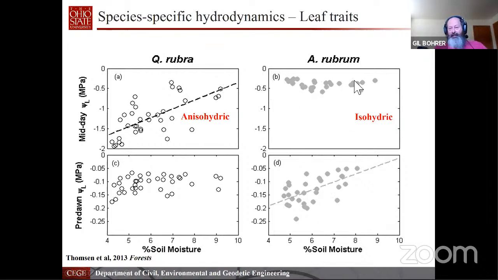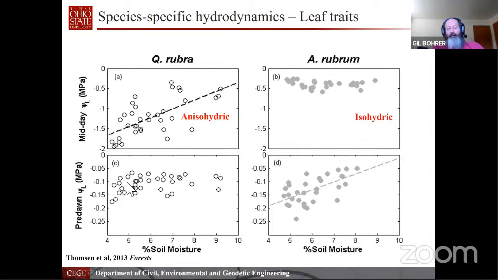So it doesn't matter how dry the soil is. This is the leaf water potential, sorry, this is not midday stomata conductance. So the leaf water potential is constant. This is by definition what isohydric means. And maples are known to be very isohydric. So as soil moisture decreases, the only way to keep your water potential constant is to close stomata. As soon as your water potential drops a little bit, you close stomata, you stop it from dropping any further.